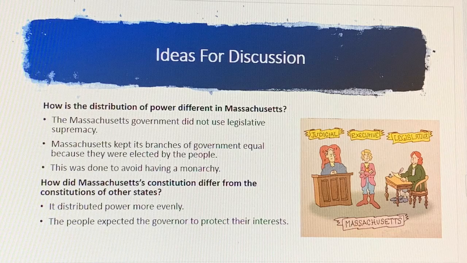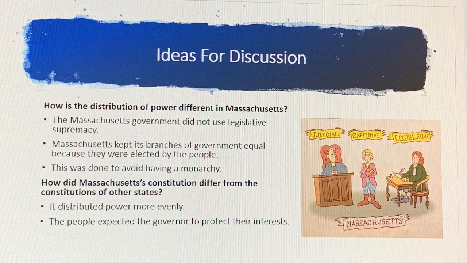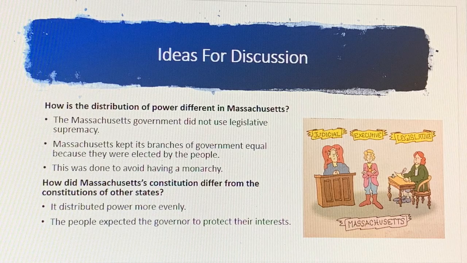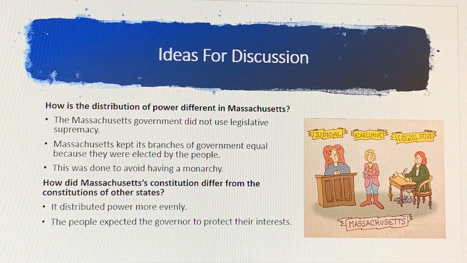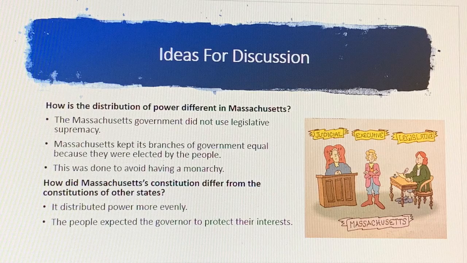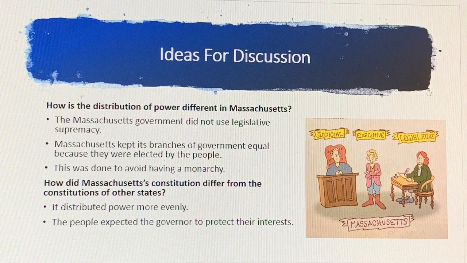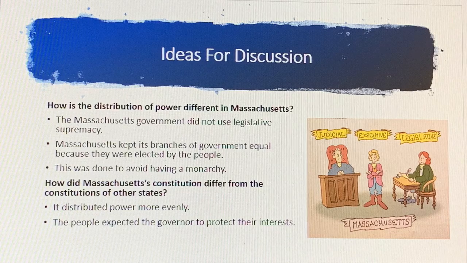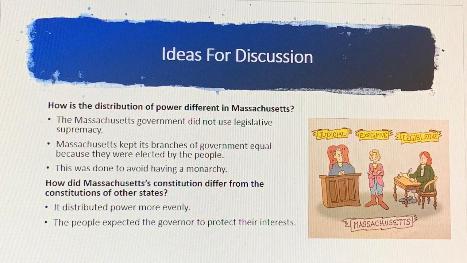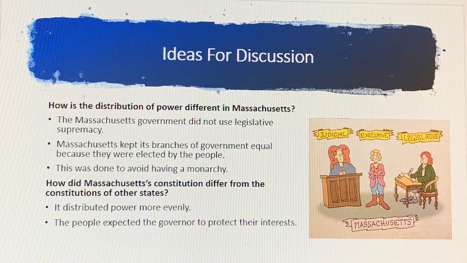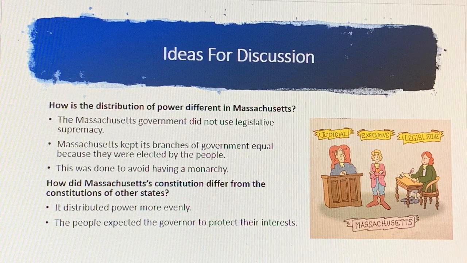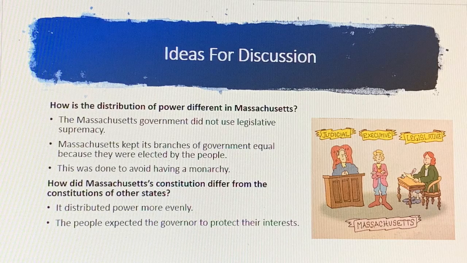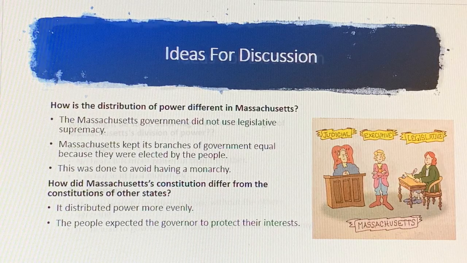Ideas for discussion continued. How is the distribution of power different in Massachusetts? The Massachusetts government did not use legislative supremacy. Massachusetts kept its branches of government equal because they were elected by the people. This was done to avoid having a monarchy. How did the Massachusetts Constitution differ from constitutions of other states? It distributed power more evenly, and the people expected the governor to protect their interests.